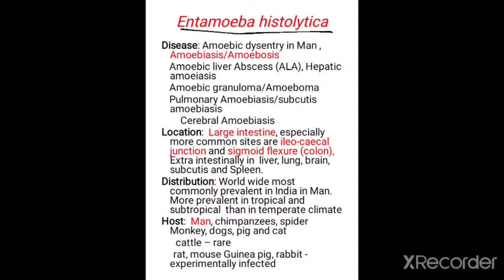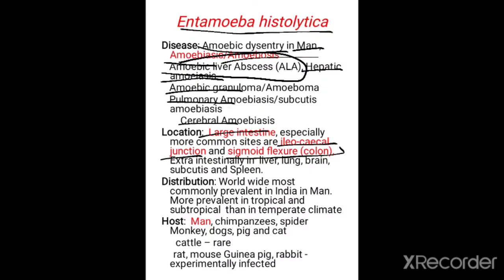The disease is called amoebic dysentery in man, or amoebiasis or amoebiosis. It is also called amoebic liver abscess, hepatic amoebiosis, amoebic granuloma, pulmonary amoebiasis, and cerebral amoebiasis. Location of Entamoeba histolytica is the large intestine, especially the more common sites, the ileocecal junction and sigmoid flexure of the colon, and extra-intestinally in liver, lung, brain, skin and spleen. Hosts include man and other primates. Cattle is rare.